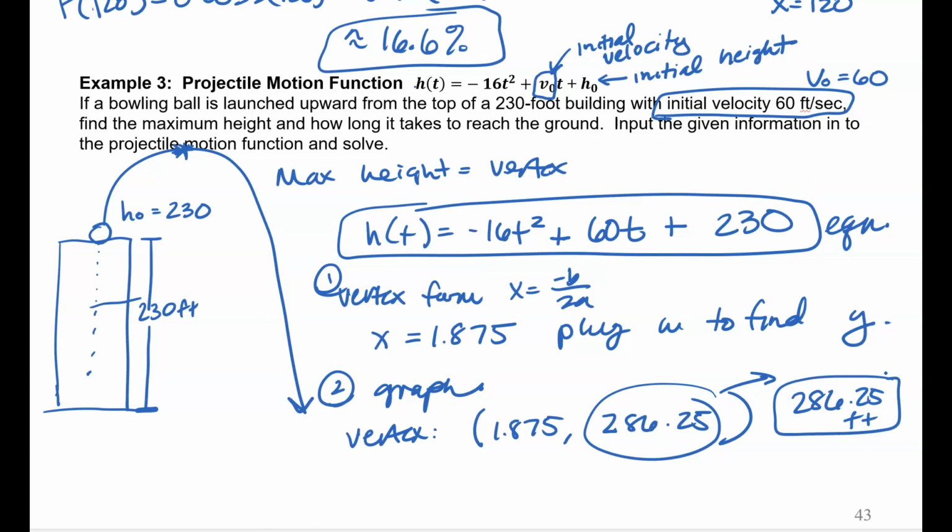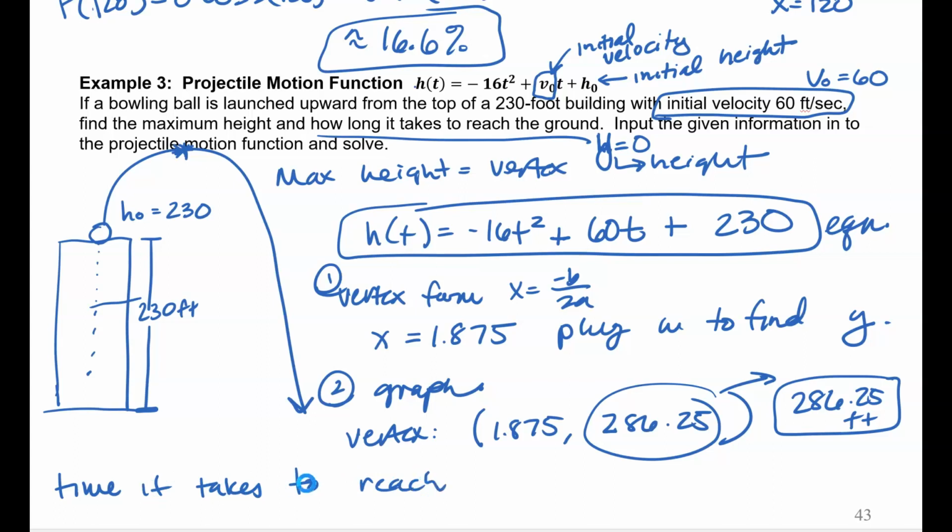And then the second part of the question says, how long does it take to reach the ground? And so if it's reaching the ground, that means the height is going to be 0, which is actually your y. So y is the height. So if you wanted to know the time it takes to reach the ground, you could plug 0 in for y. So you could say 0 equals negative 16t squared plus 60t plus 230, and then solve for t.